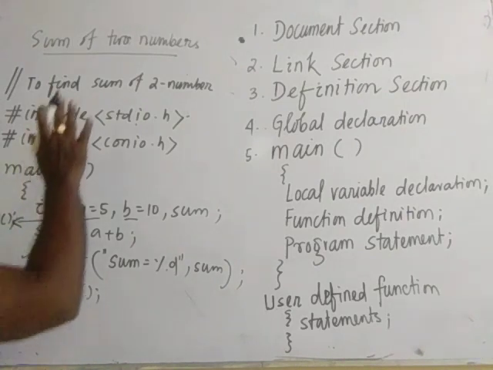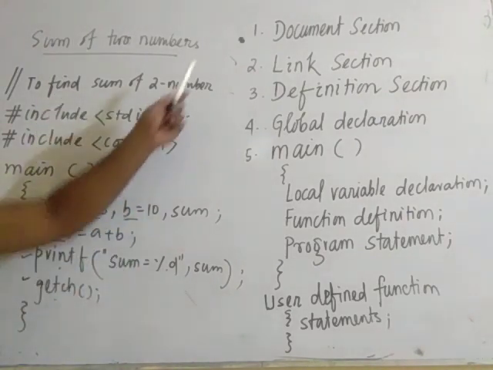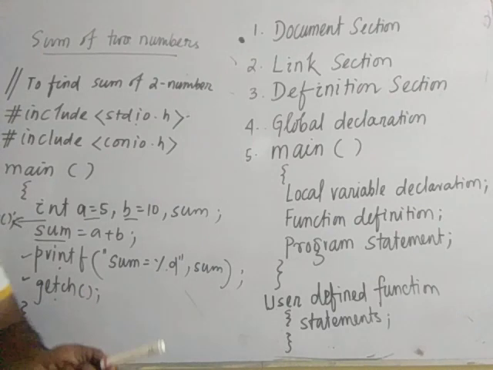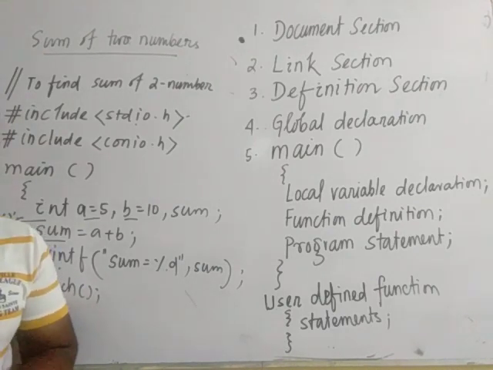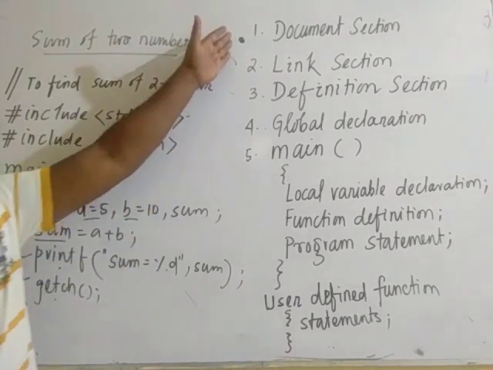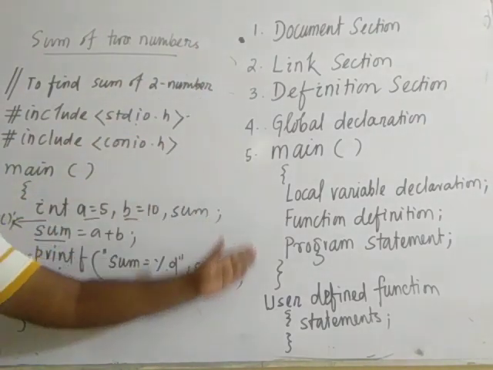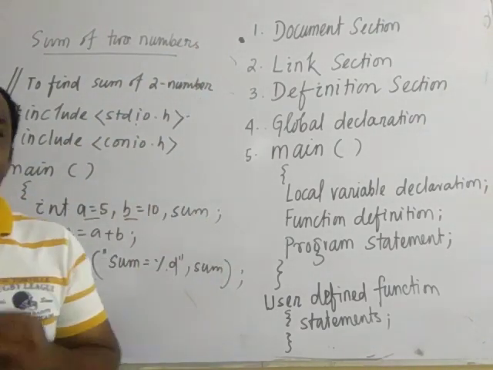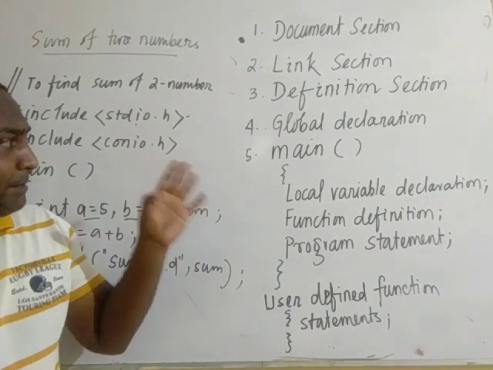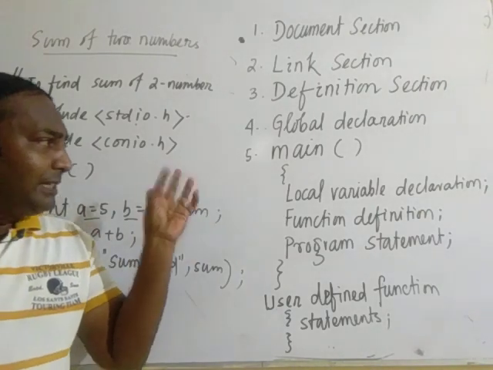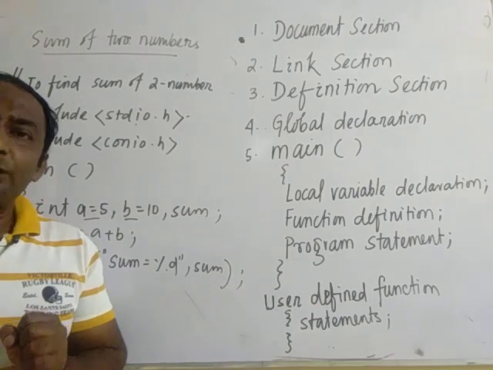So this is a simple program. We will go deeply into some complicated programs at a later stage. So I hope you have enjoyed. This is the basic structure using which we will create a C program. So you have to remember this. Using this structure we have to create all the C programs.